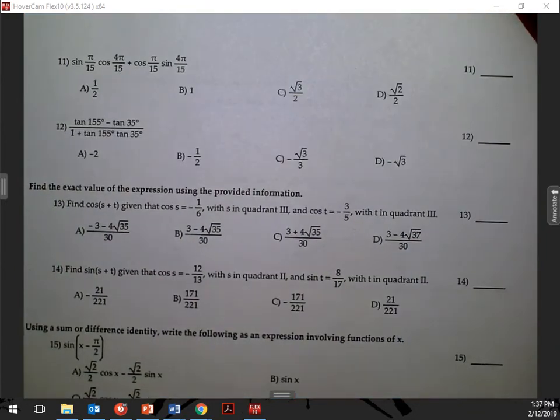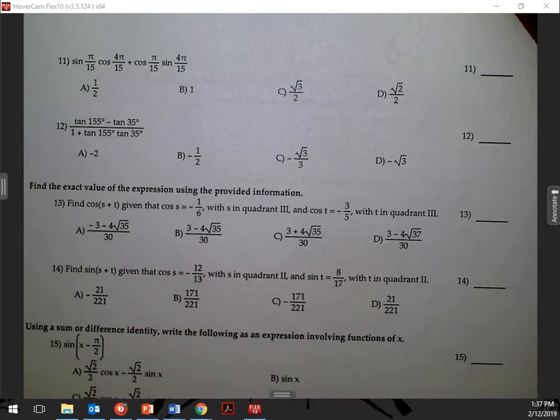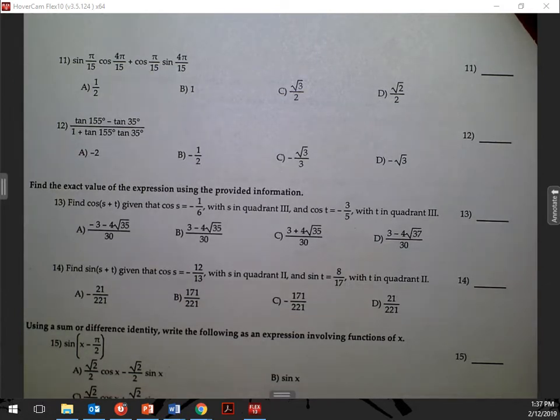So we can do that with the other ones too. On 11, what's different about 11? It has pi. So what does that mean if it has pi? It's in radians. Would I be able to do this again the same way? Yes, but you have to change it to radians. You already have it.